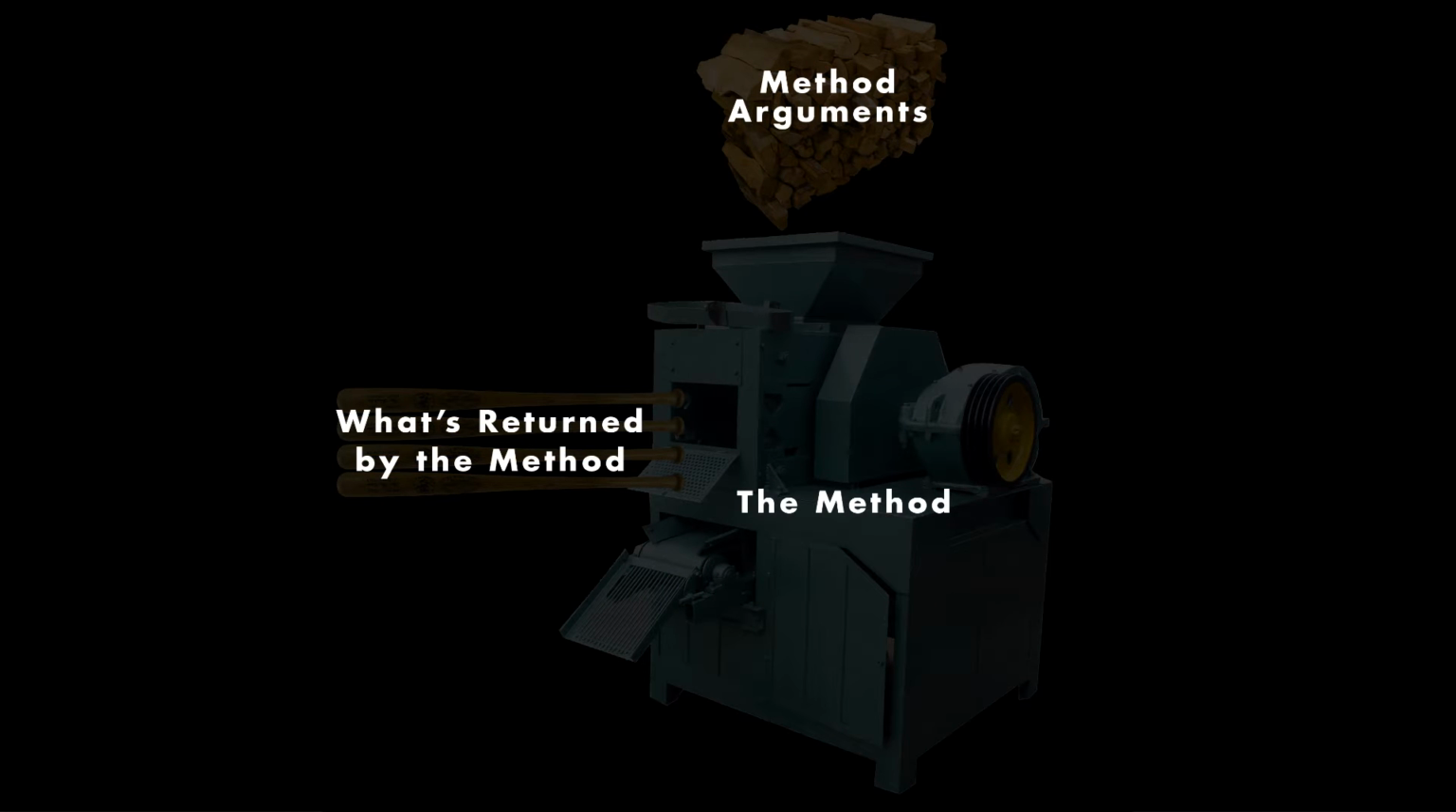To see how this works, you can see right here. The raw wood placed inside the machine are the method arguments. This is the data that can be provided by a user, a database query, an API, etc. It's rare for a method to not have arguments, since method arguments are what allow for dynamic behavior.